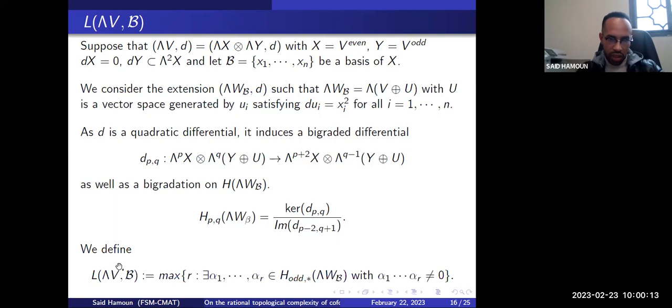And our L is defined to be the maximal non-trivial product in H odd star of lambda W. Here odd means that the length in the even part must be odd, but the second gradation we don't care about.